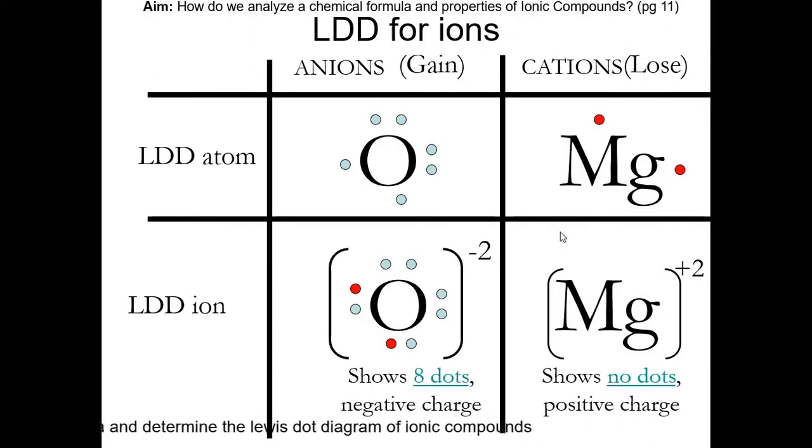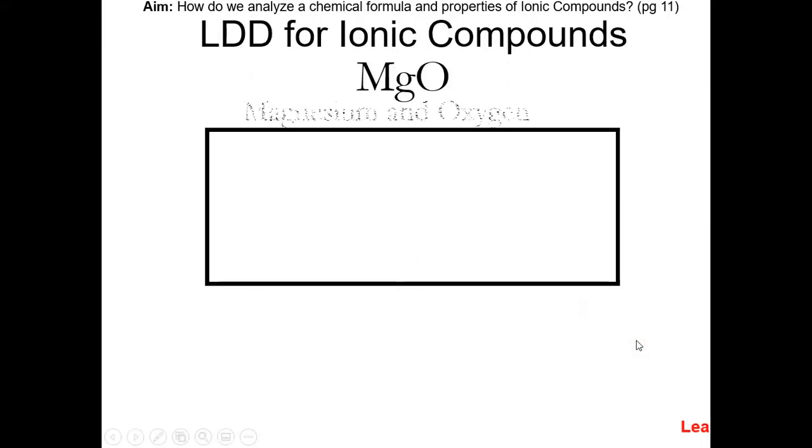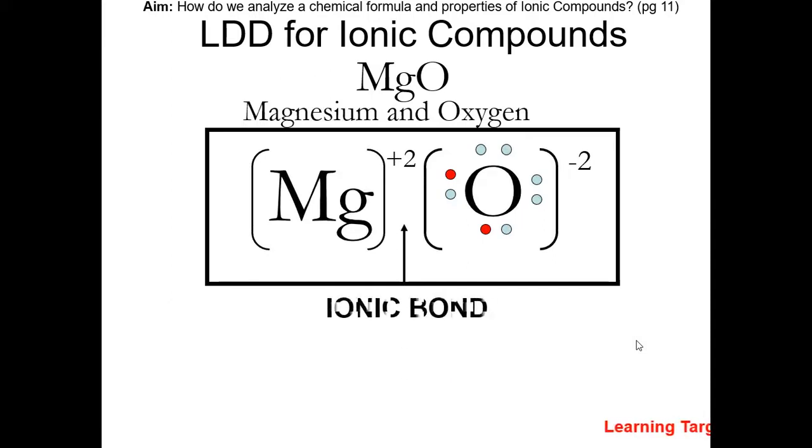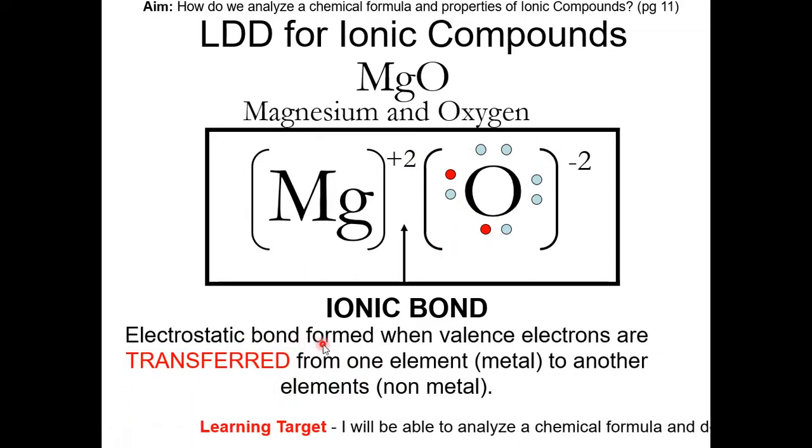We know from theme number 2, opposites attract. So since one ion is negative and the other ion is positive, they will be attracted to each other. That attraction is the ionic bond. So what word do you see in ionic? You see the word ion. So ionic bond is the bond between two ions, one positive and one negative. It's an electrostatic bond formed when valence electrons are transferred from one element, usually a metal, to another element, usually a nonmetal.